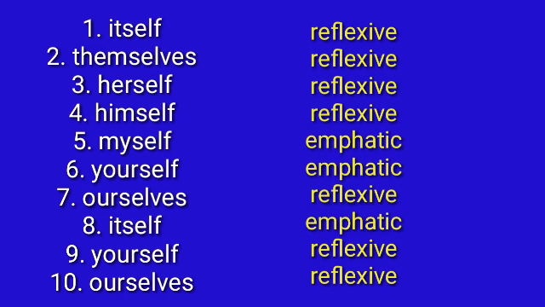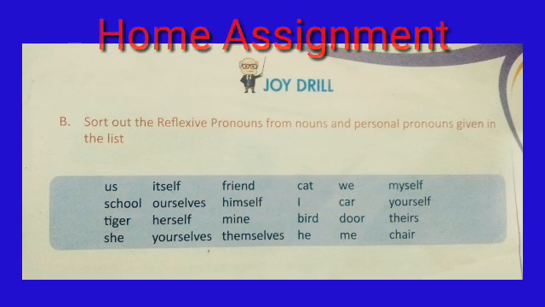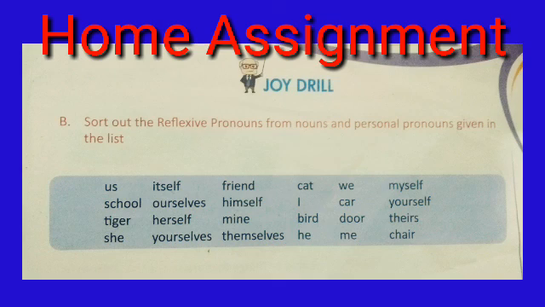Now we will start exercise B, joy drill. This exercise you will have to do by yourself because it's your home assignment. I'm going to explain the exercise for you so that you can understand how you have to attempt this exercise. Sort out the reflexive pronouns from nouns and personal pronouns given in the list.